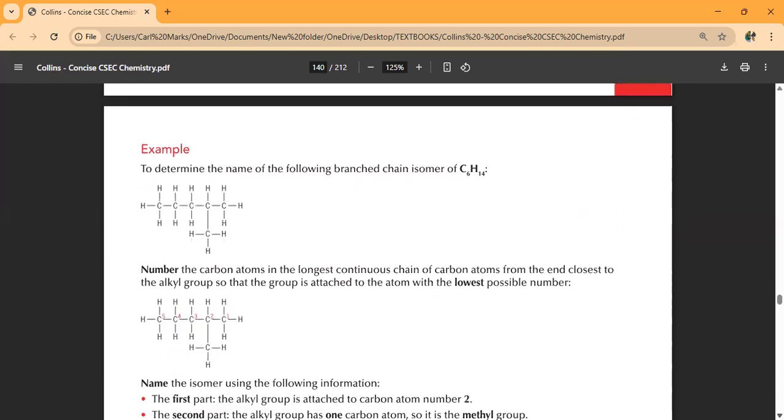All right, we want to name this one. Let's see if you get it right. Remember, you have to start with a number for the carbon the branch is on, and you want the lowest number. So in this case, you start numbering from the right-hand side. 1, 2, 3, 4, 5.